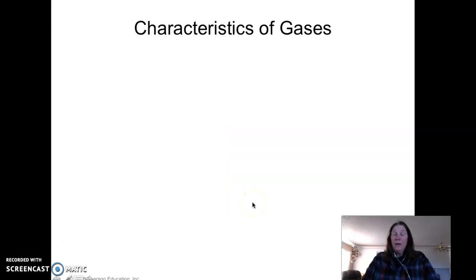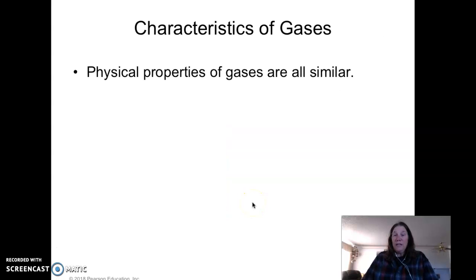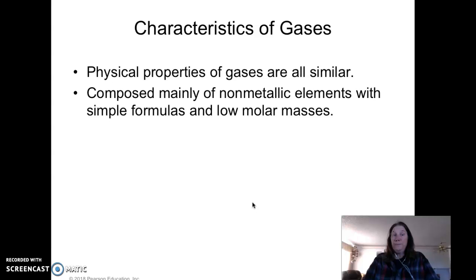Characteristics of gases: what's kind of crazy about them is it doesn't matter what type of gas you have, if it's oxygen gas or nitrogen gas or hydrogen gas, their physical properties are very similar. In other words, they look the same, they act the same, in their melting points, boiling points, and things like that. They're very similar to each other. It doesn't matter what the gases are.